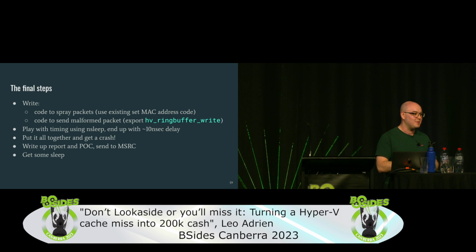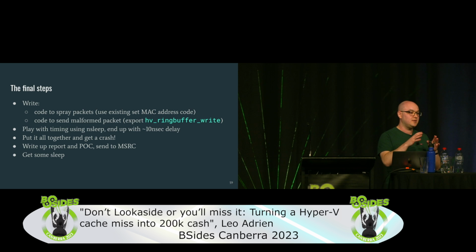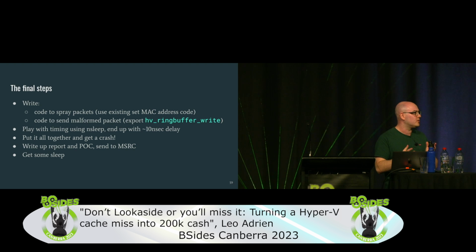Play with a bit of timing to have a little bit of a delay, because all this happens asynchronously and you need that worker thread to be going in the background by the time the bad packet comes. And then finally put it all together, and I got a crash. I got it working. I was able to reproduce it, not just once, but repeatedly. And yeah, write up the report.